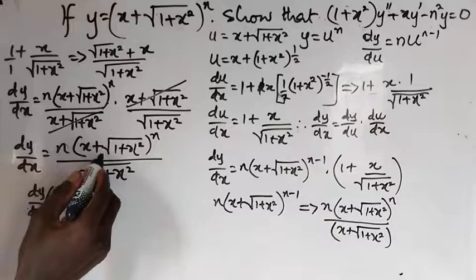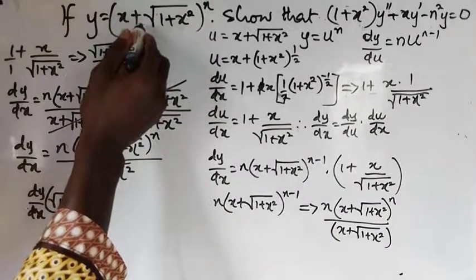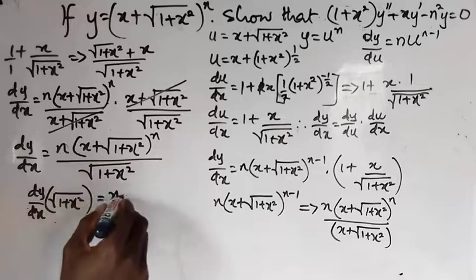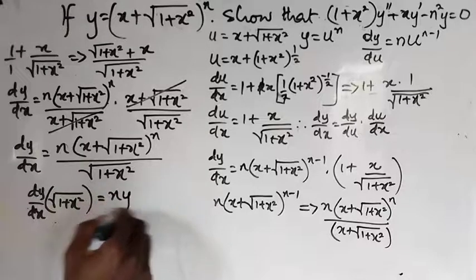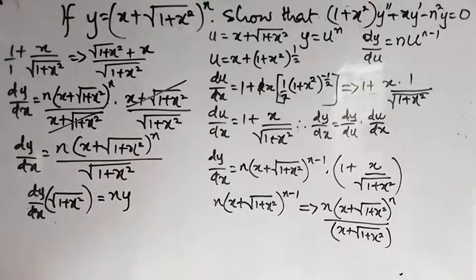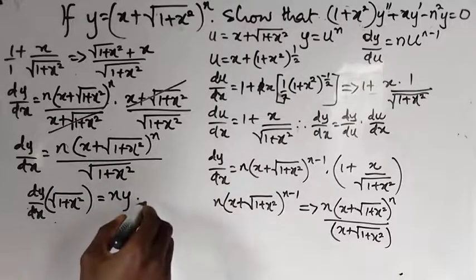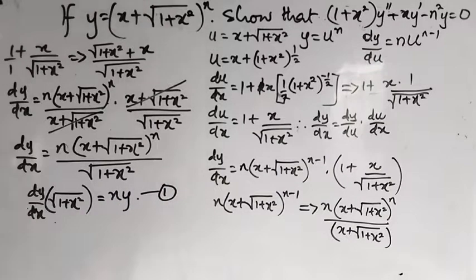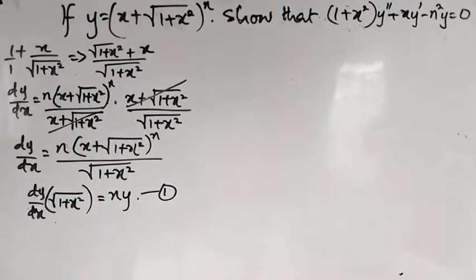From here you can see that this is equivalent to y, so here we now have n times y. Okay, so we'll probably have one stage of this problem solved. Let us put this as equation 1. Now let me quickly clean this area.